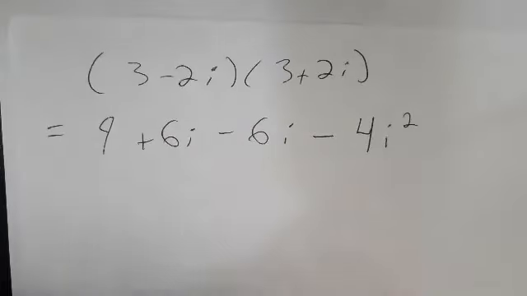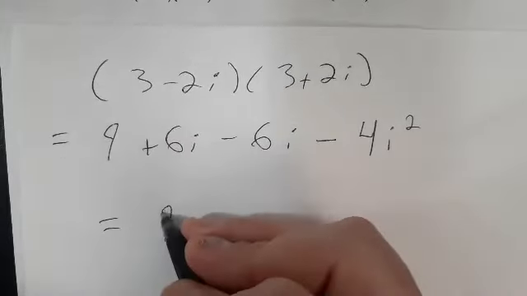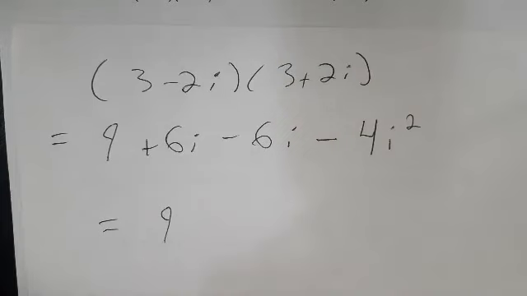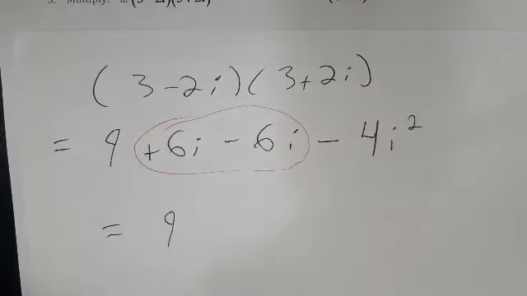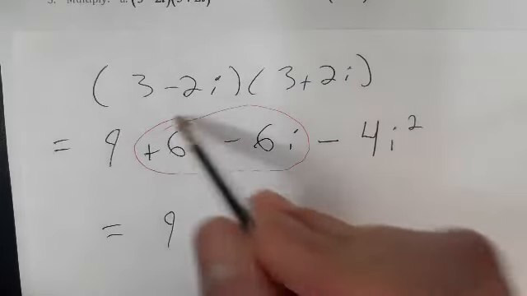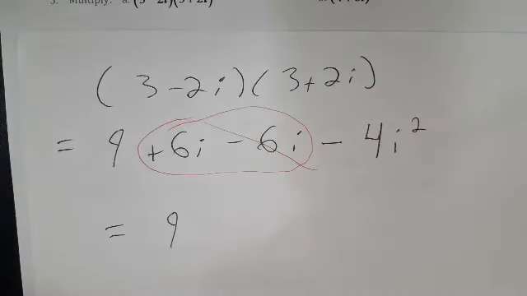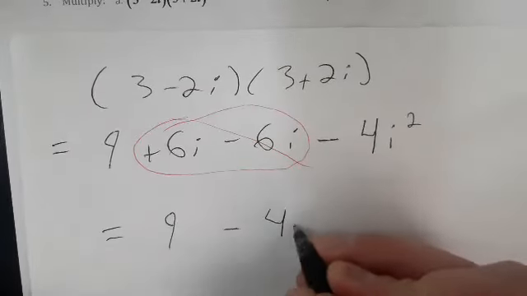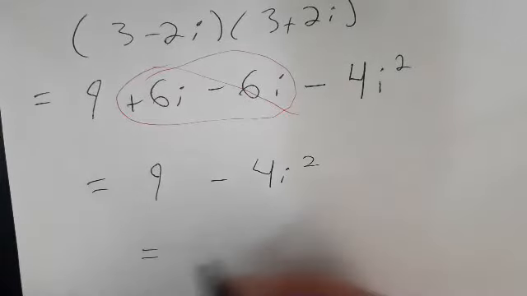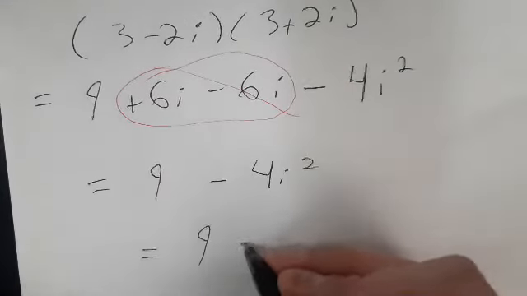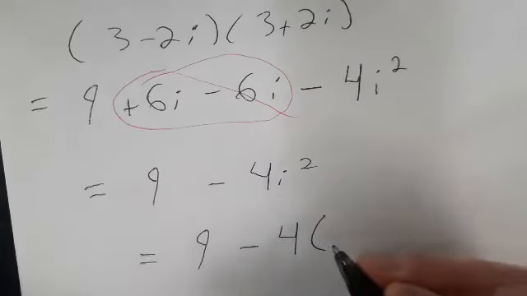So I'm looking at this thing. I have a 9. And you might look inside it here and see plus 6i minus 6i. So these are going to add to 0. They're going to simplify. I really don't need to account for those anymore. But I still have a minus 4i squared. And we said previously, we don't want any i that is over the power of 1. It is an i squared.